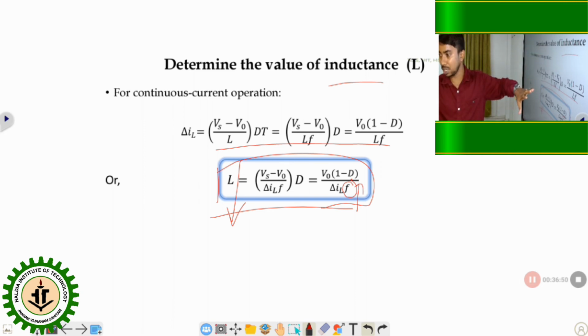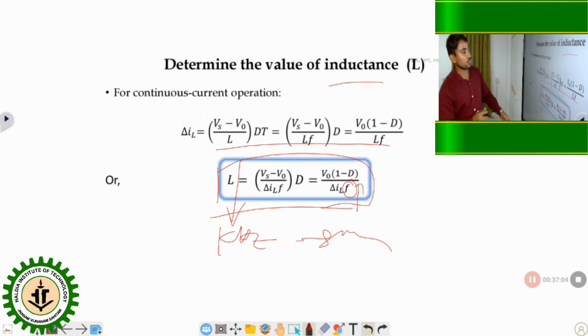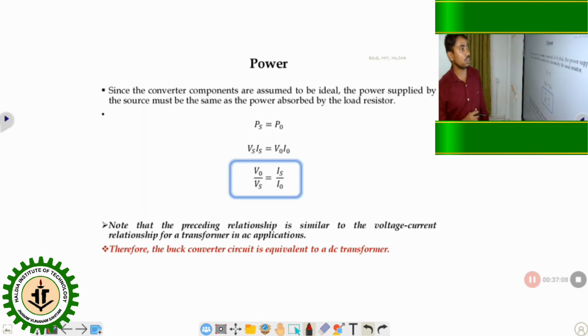So we can calculate the inductor L minimum value, and also we can calculate the capacitor. How do we calculate this capacitor value? Before calculating the capacitance value, you must know the power. Since this is a converter, we can say the input power is equal to the output power. What is input power? Input power is voltage into current: supply voltage into supply current is equal to output voltage and output current.